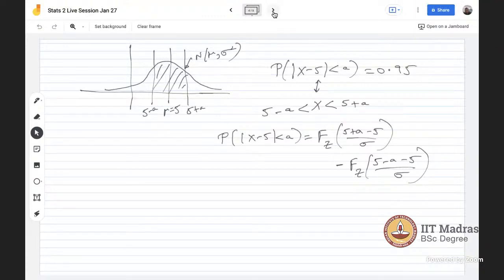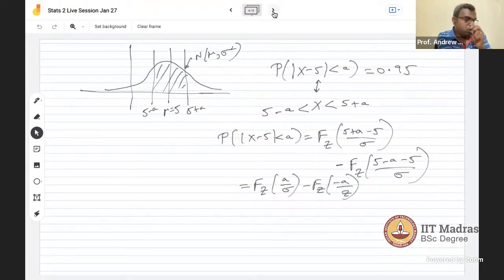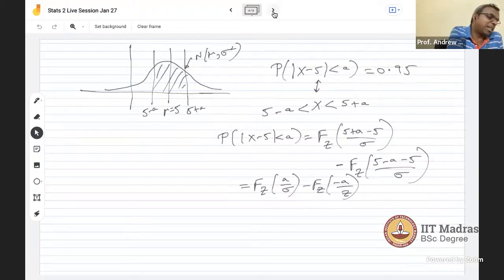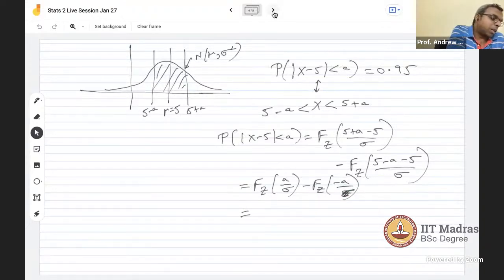Okay, so now what happens here? This is the same as FZ of a by sigma minus FZ of minus a by sigma. Is this okay? Where do you go from here? Are many people stuck here? Yes, use the symmetry. You can use the symmetric trick, right? So what is FZ of minus a by sigma? It is 1 minus FZ of a by sigma.